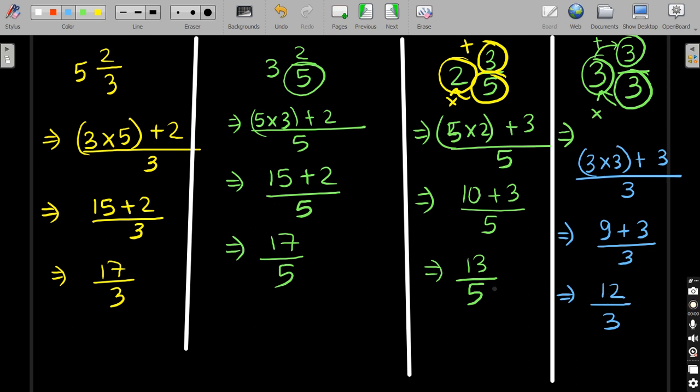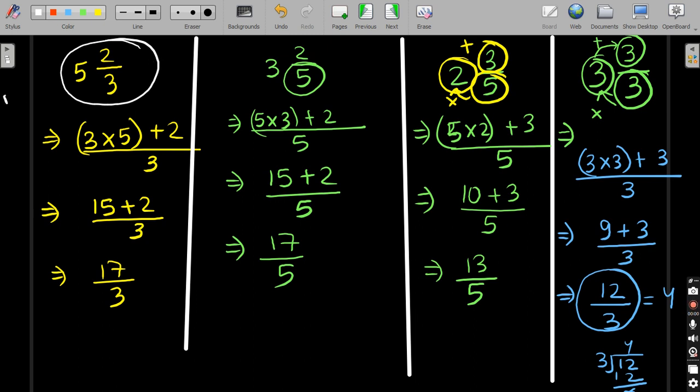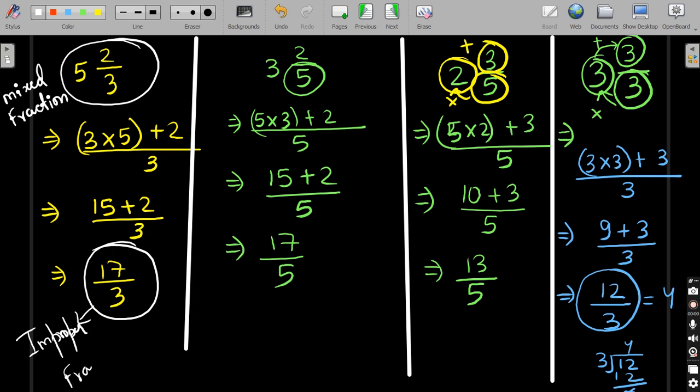Now I can divide further also, because in this condition, unlike 13 by 5, I can simplify. Suppose I am simplifying, how much will I get? 3 4s are 12. What is my answer? Directly I can write the answer 4. Otherwise, if you leave it up to here, then also it is correct. Hope you got the logic of how to convert into an improper fraction. Which fraction is this, students? This is my mixed fraction. And we have converted the mixed fraction into an improper fraction. Which fraction? Improper fraction we have converted.